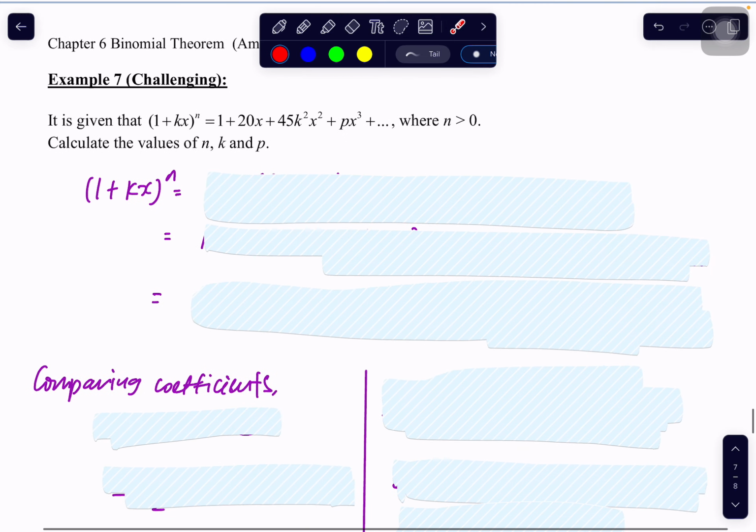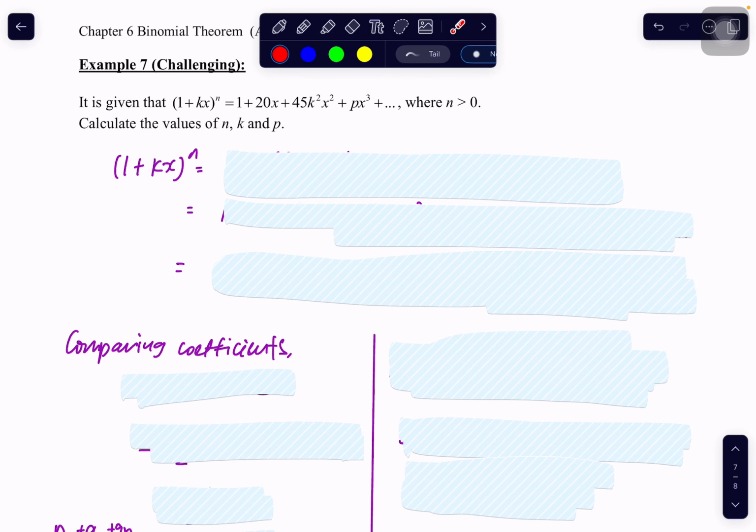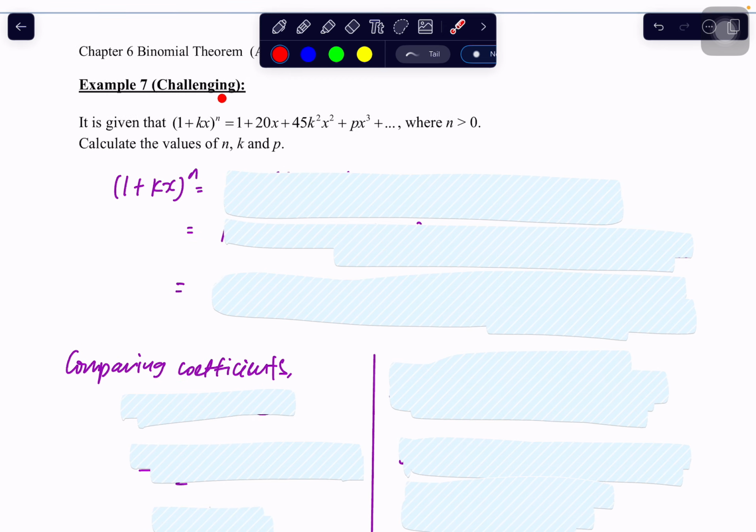Okay, let's move on to the very last question. This is example 7. I deem this question challenging because the power of n is an unknown. Let's see how we can expand this. We should expand these terms accordingly, depending on what we have on the right side.